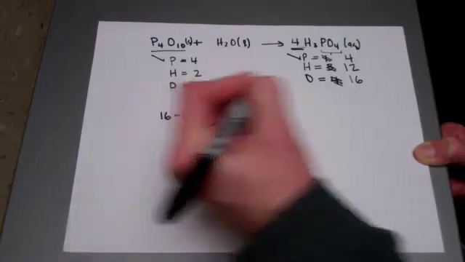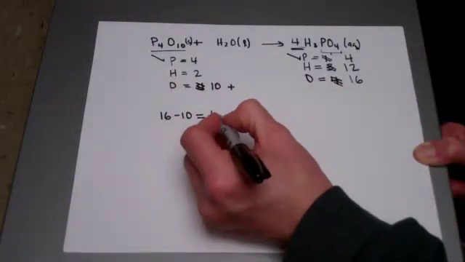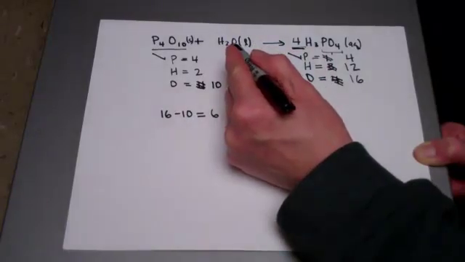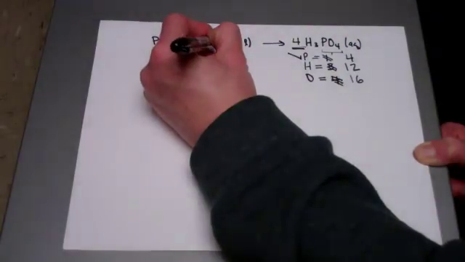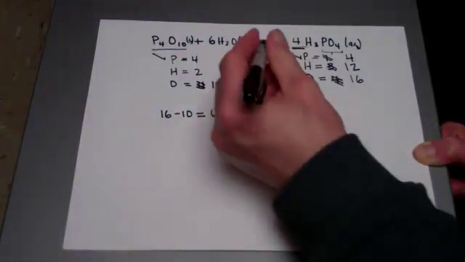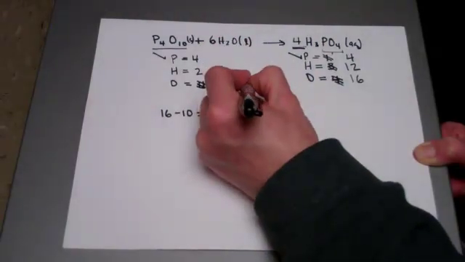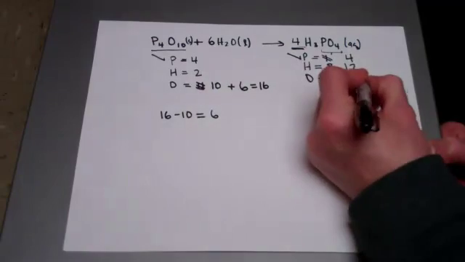So we need 6 more to come on this side of the molecule, and those have to come from our water molecule. Since there's only 1 of these on each, I'm going to say that we've got to have 6 water molecules on this side. If we have 6 water molecules on this side, that'll give me 6 more oxygens. My oxygens would then match.